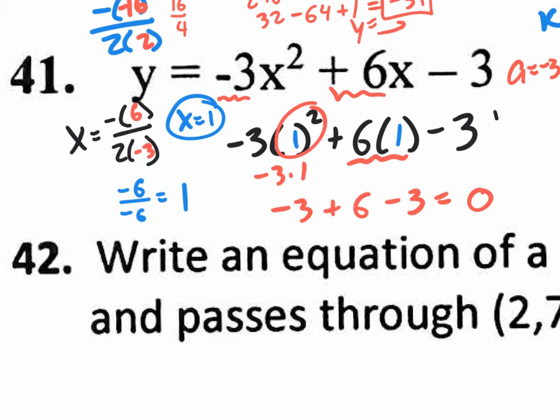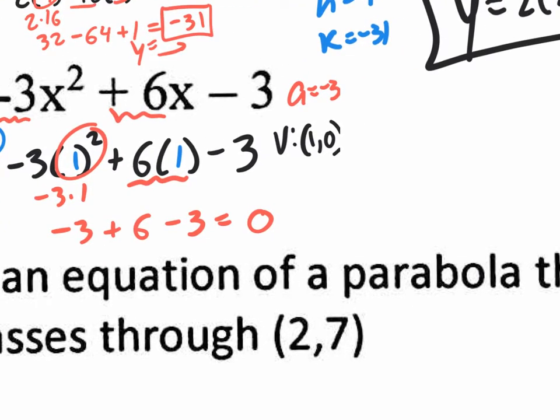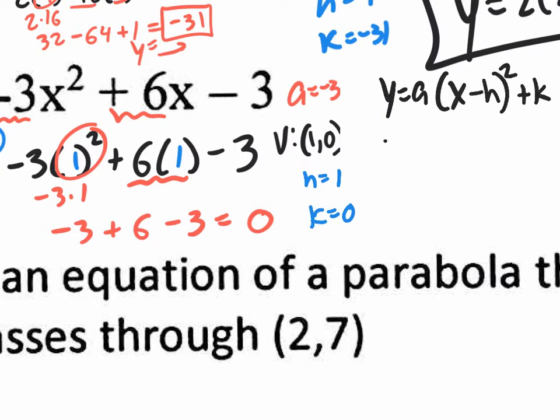So my vertex is really 1 for x, 0 for y, which technically means that my h value is 1, my k value is 0. So when I write my vertex form equation, y equals a parentheses x minus h close parentheses squared plus k, you're going to write y equals my a value. What's my a value? Negative 3. Anybody awake? X minus h. What's h? 1. The k value is what? 0. So if you put plus 0, no harm, no foul.